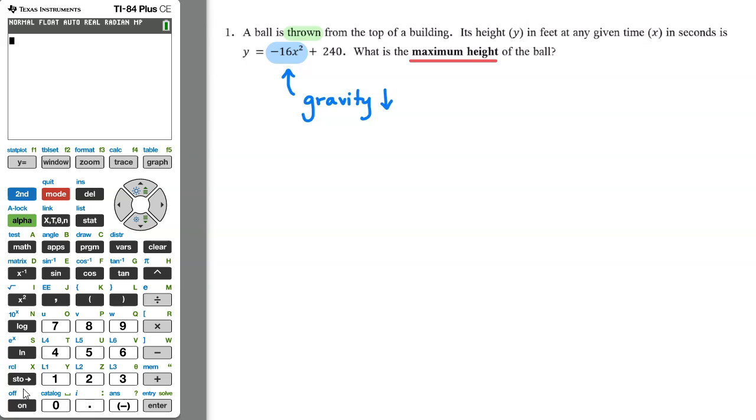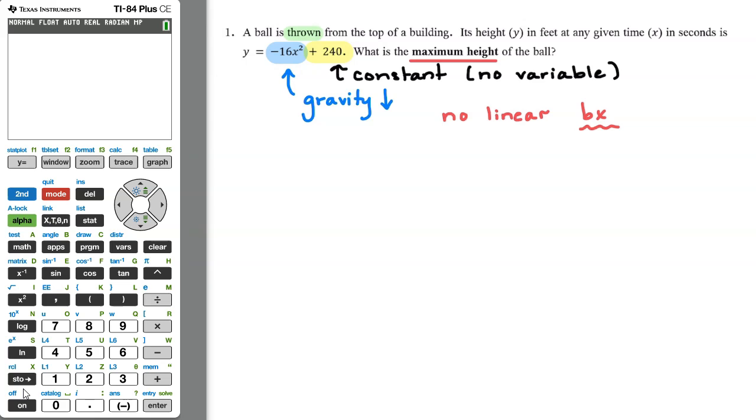Alright, now the second term in the equation is positive 240. Notice that this is a constant term. It has no variable with it. And we have seen from our observations of objects in free fall that this describes the starting position of the object before it is released. Now, notice that we are missing a third term. There is no linear term. What I mean by that is that there is no term that is multiplied by just x or just time. So we're missing that bx term in the middle of the quadratic equation.